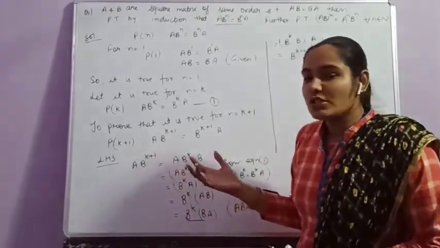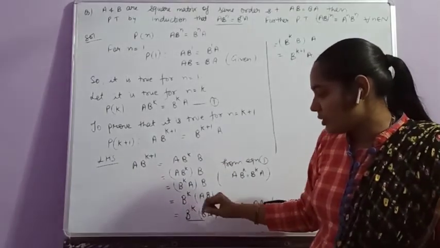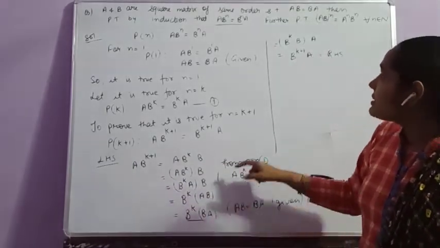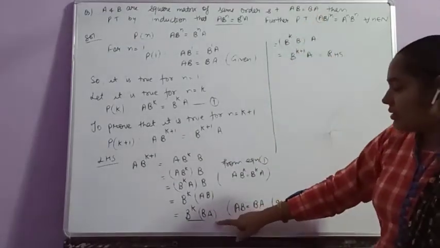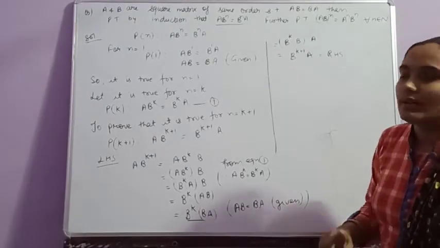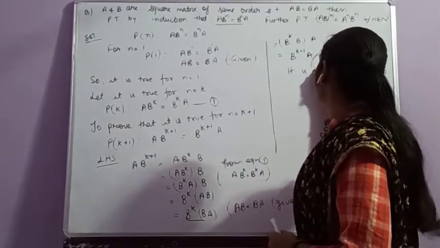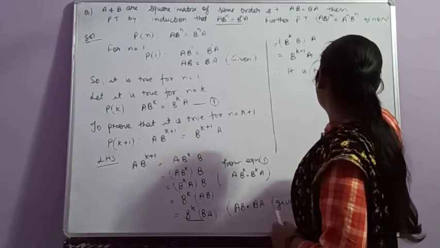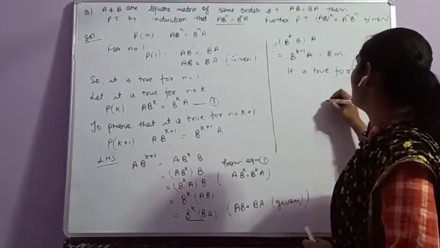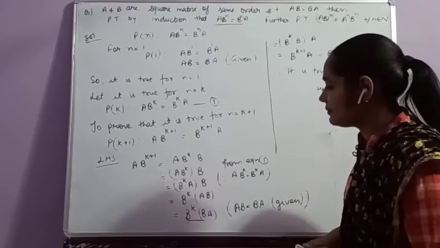Similarly, again we use the property of multiplication. We didn't disturb the order and it can be written as B raised to the power k into AB. And it is given that AB is equal to B. So by replacing, we get B raised to the power k plus 1 into A. That is our right hand side. So it is true for n is equal to k plus 1. Hence proved. Now, next part.